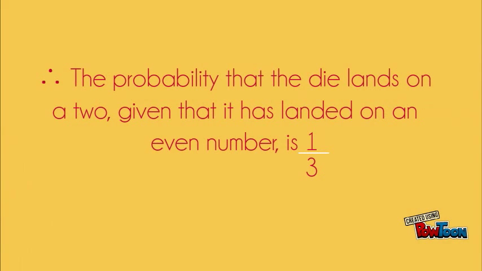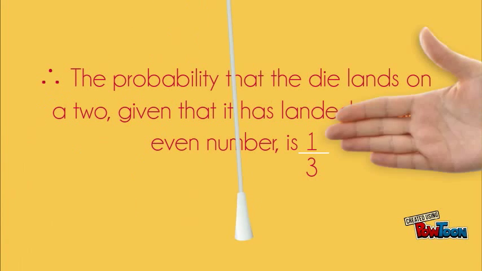It can be concluded that the probability that the die rolled lands on a 2, given the information that it lands on an even number, is 1 over 3. Now that we've covered the basics, let's try out some more complex examples.